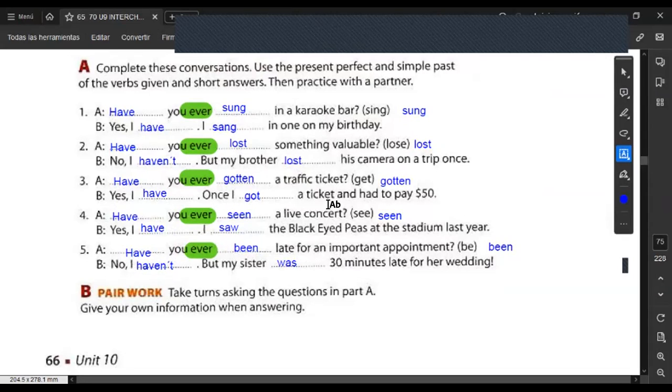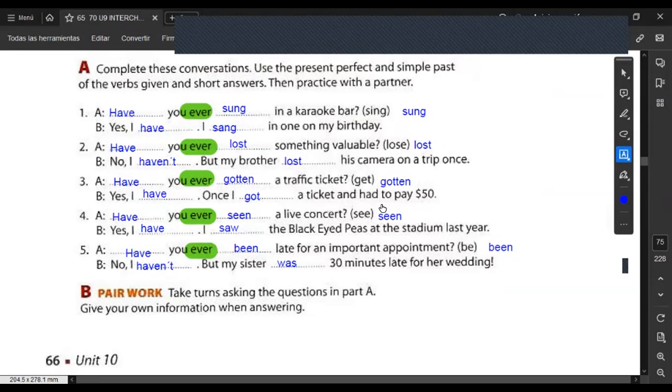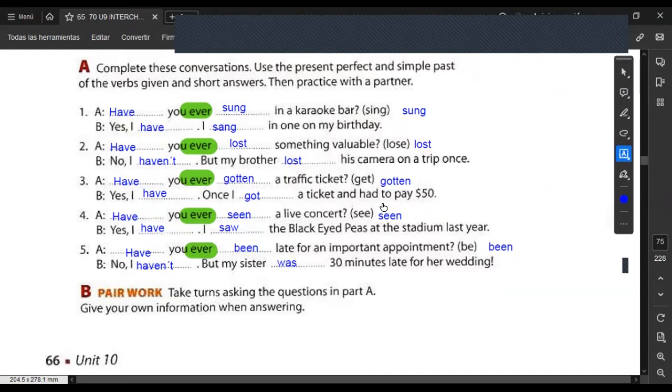Igual, once I got a ticket, I have to pay $50. La vez que yo obtuve una multa, a ticket, yo tuve que pagar $50. Es un evento específico, ¿verdad? Es un evento que no se repite siempre, siempre. Ahí utilizamos el pasado simple.